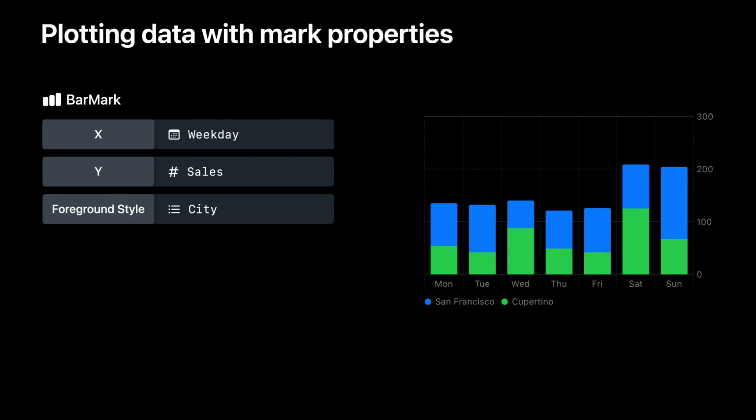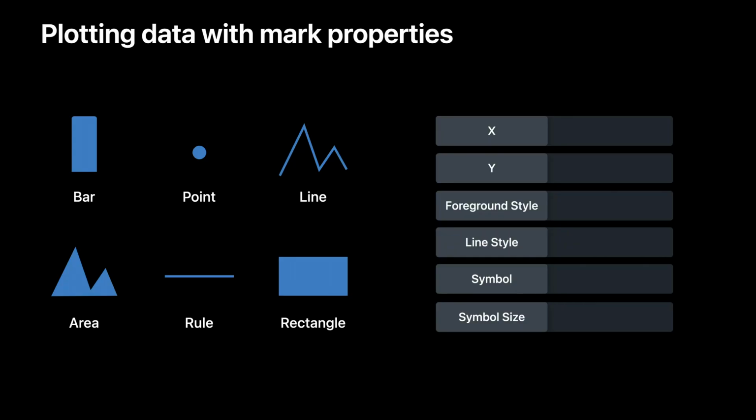Now, let's look at another chart with all three properties used to plot data. Here, we plot weekday, which is temporal, with x, sales with y, and city with foreground style. The resulting chart is a stacked bar chart, where x-axis shows weekday, y-axis shows sales, and the bars are colored by city. Swift Charts has 6 mark types and 6 mark properties that you can plot data with. Remember that data can be of the 3 kinds, so there's a vast array of possible combinations. This is what allows Swift Charts to support a wide range of chart designs with a small number of basic building blocks.